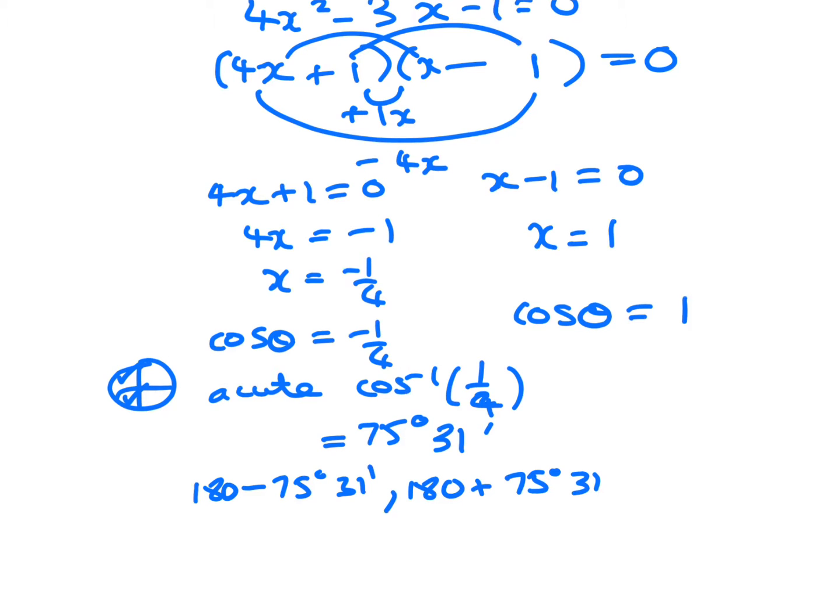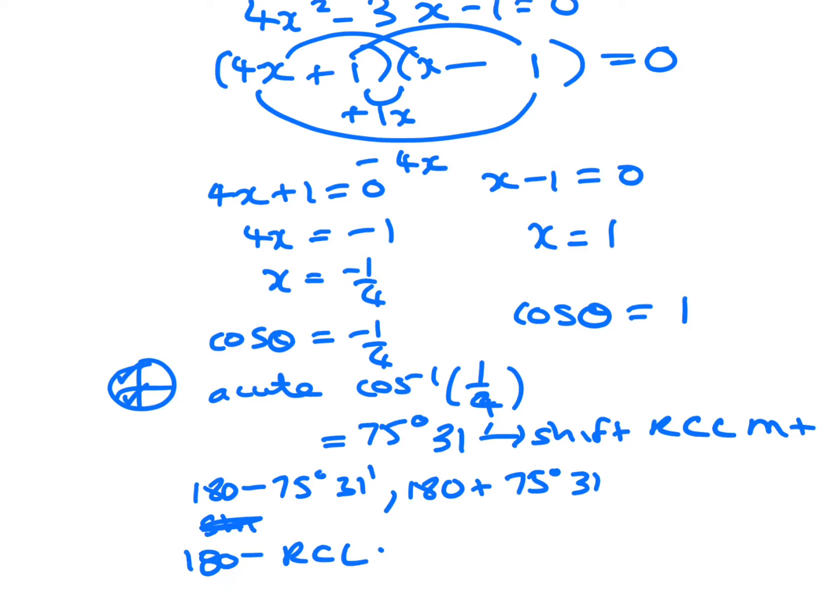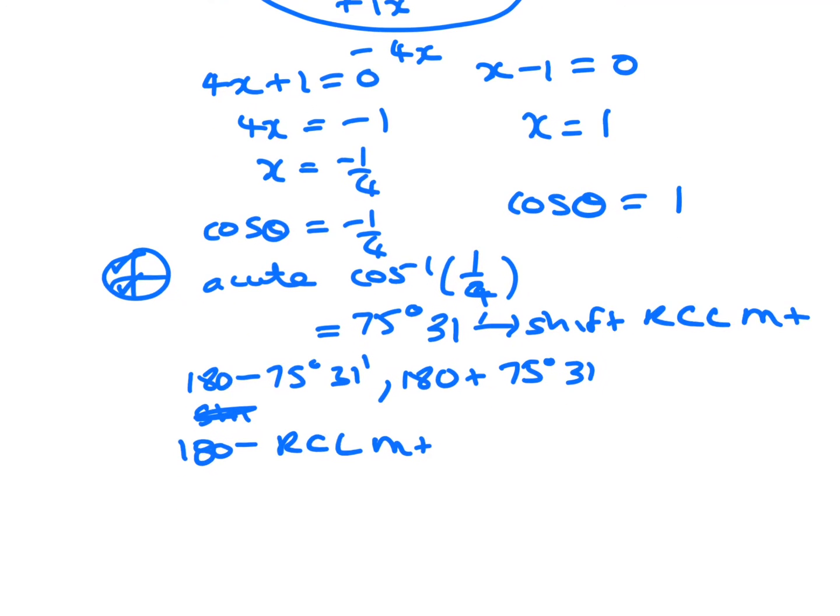So I might just slip that into memory. So like this angle, just go shift, recall, M plus, and then put it into memory, and then recall it, and then go recall memory plus to get it back. So if I go 180 minus recall memory, I get 104 degrees and 29 minutes. And 180 plus recall memory, I get 255 degrees and 31 minutes.